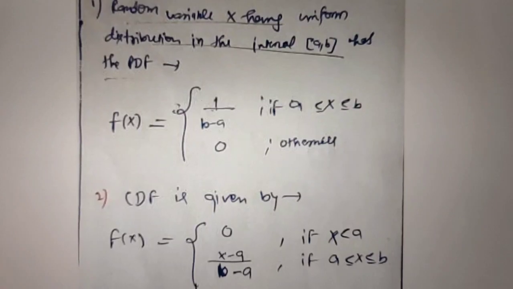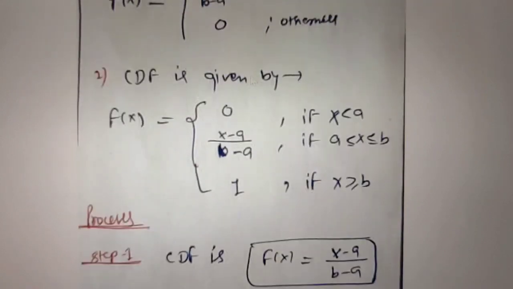Here I have taken one simple derivation for the uniform distribution in the inverse transformation technique. If a random variable x has a uniform distribution in the interval a to b, it has the following probability density function, which I can write as f(x) equal to 1 upon b minus a when x lies in the range a to b, and 0 otherwise. The respective cumulative distribution function is 0 if x is less than a, x minus a divided by b minus a if x lies between a and b, and 1 if x is greater than or equal to b.